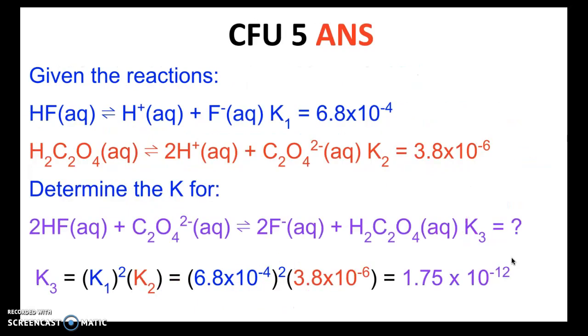Okay, so here is the answer. What you have to do in this case is square the first reaction's K1 and then multiply it by K2. When you do that with their values, that gives you the value for K3. And this is the number that I have for K3.